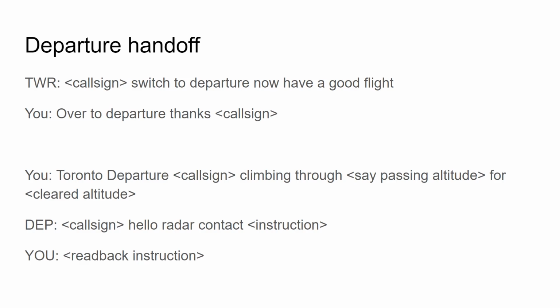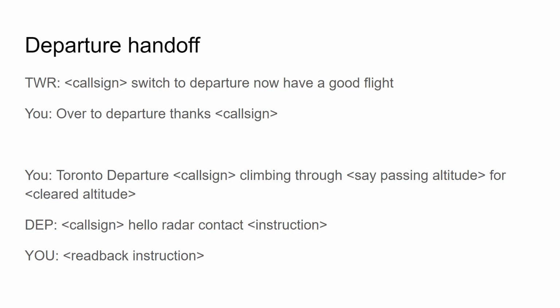And then they'll say Maple 7654, hello, radar contact. And then they'll give you an instruction. They'll either give you a turn, or they'll give you an altitude to climb, stuff like that. And then you read back that instruction. So an example might be what we were talking about earlier. Maple 7654, hello, radar contact, climb 7,000, turn left, direct SAVER, proceed on course. Something like that. Good with that?